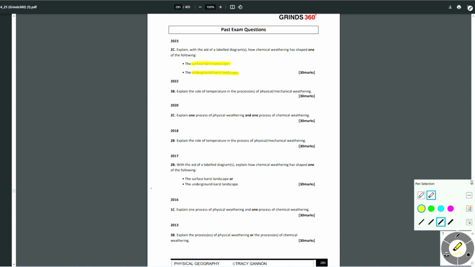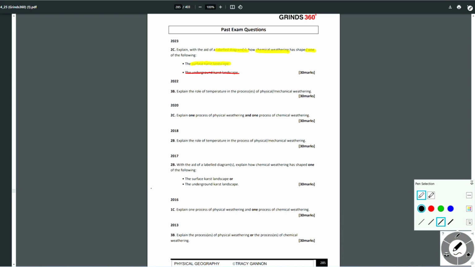Now here there's an option given to you. So let's start off with this particular question and let's go for our surface karst landscape. Just a very quick dissection here, not in huge detail. So the examiner says, with the aid of a labelled diagram. So we'll draw our labelled diagram here, how chemical weathering has shaped one of the following. And the one we're looking at for the moment is our surface karst landscape. So what is my feature to start off?